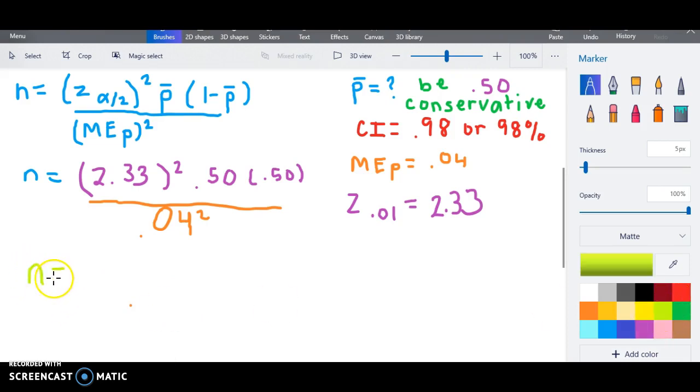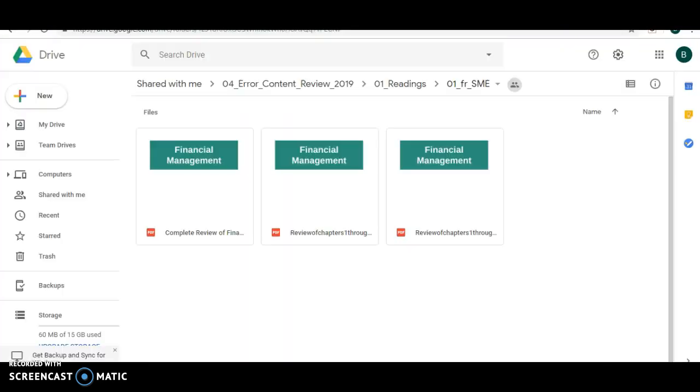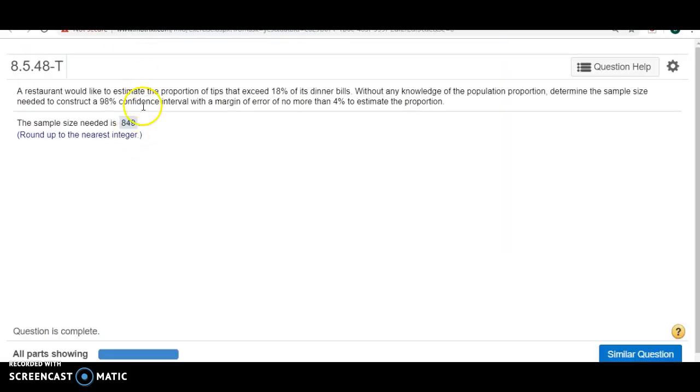n equals 848.2, and we're going to round it up to the next integer no matter what. So we're going to round it up to 849. So your sample size is going to be 849.